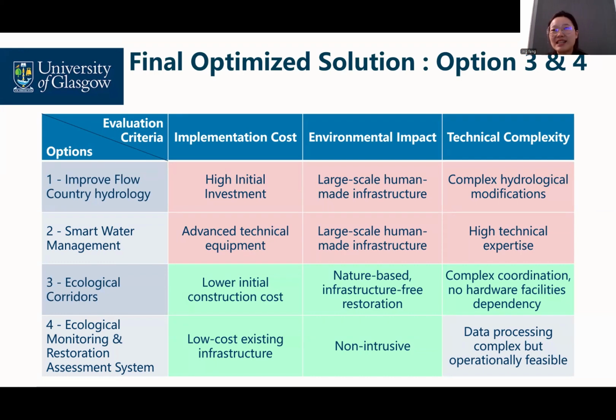Based on the SWOT analysis conducted earlier, we have identified three key criteria for decision-making. First, implementation cost. Second, environmental impact. Third, technical complexity. In the table below, we can see that option 3 has the lowest implementation cost, the least human intervention on the environment, and the lowest technical complexity, all of which are marked in green. Therefore, we have selected option 3 as our preferred choice.